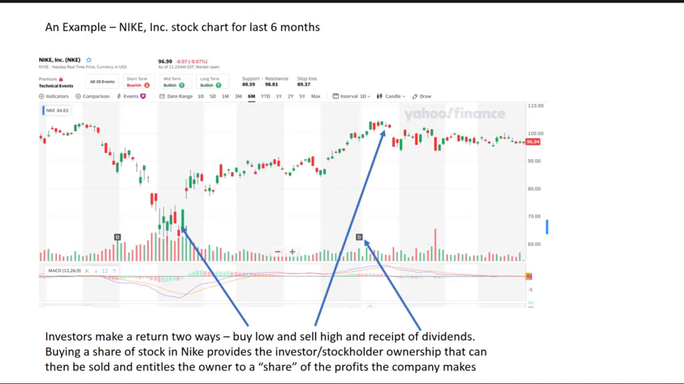So just to give you an idea, this is what's called a stock chart. It shows you the price of Nike stock for the last 6 months. It's a little example. Investors make returns in two ways. They could have bought here when the price was just under $70 a share, and sold up here when it was $100 a share. That's a pretty short-term investment. Typically, we're looking at longer, so we could have looked at a longer time frame, but that's the idea. You buy when it's a lower price, because it's going to go up.